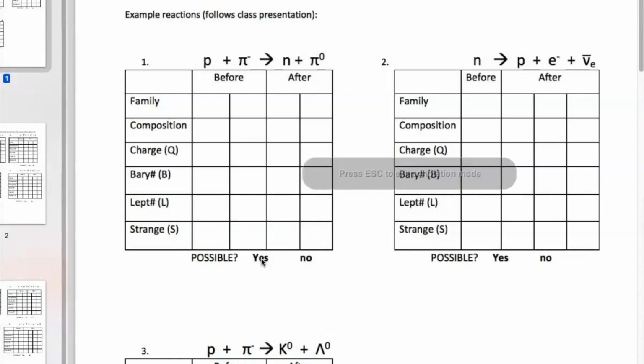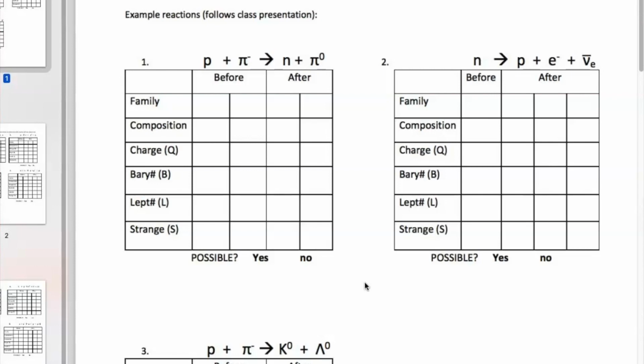I'm going to get started with this first reaction, where we have a proton and a pion minus that are transmutating into a neutron and a pion zero. We want to figure out, is this reaction actually possible within the laws of physics? First off, I'm going to go through the families that each of these particles are.